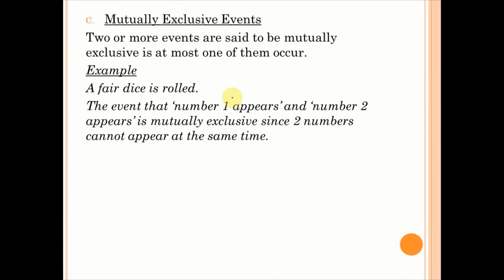Next, mutually exclusive events. 2 or more events are said to be mutually exclusive if at most one of them occurs. So, a fair dice is rolled. The event that number 1 appears and the event that number 2 appears are mutually exclusive, since 2 numbers cannot appear at the same time. The difference is, for example, I set E1 equals 1 appears, E2 equals 2 appears, E3 and so on.